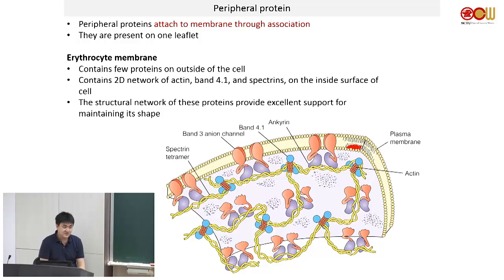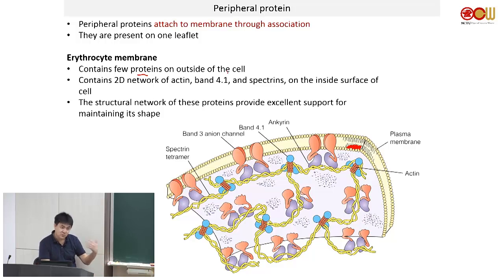So for erythrocytes, there are few proteins on the outside of the cell, and that is because erythrocytes' primary function is to carry what? Oxygen. Okay, it's to carry oxygen. It doesn't have to do a lot of stuff. It's not like an immune cell that has to attack stuff. You know, it doesn't do any of that. Okay? So its primary function, oxygen.